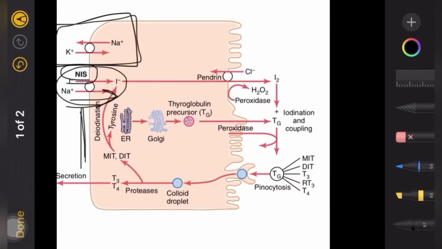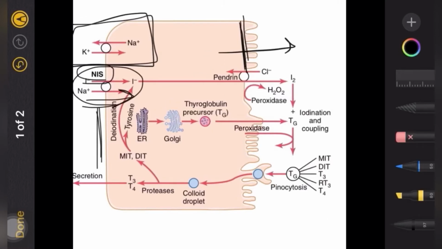Now this iodide ion which has entered the cell has to enter the colloid across the apical membrane. So for this, the transporter here is the pendrin molecule. Now this pendrin molecule takes one chloride ion in and one iodide ion out. So this first step is called the iodide trapping in the synthesis of the thyroid hormone.